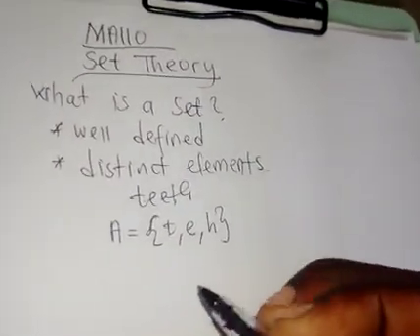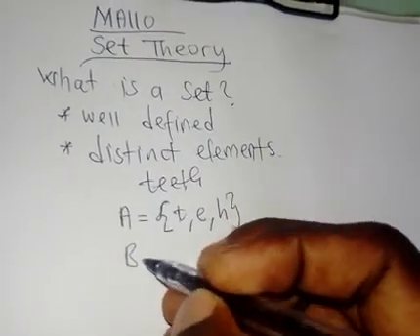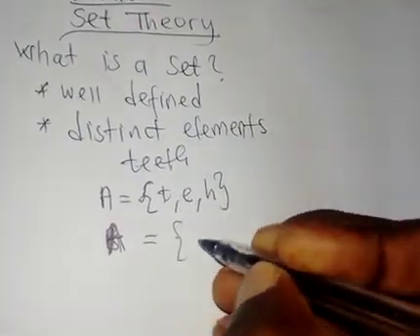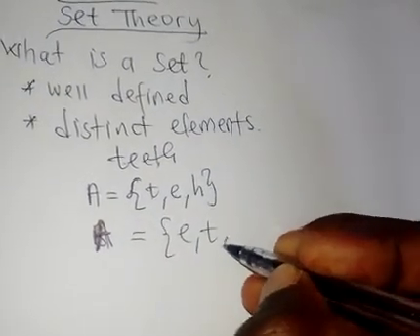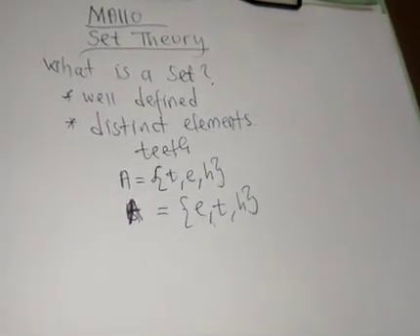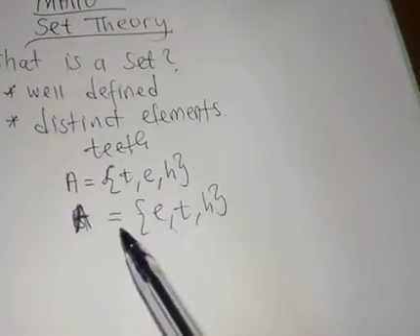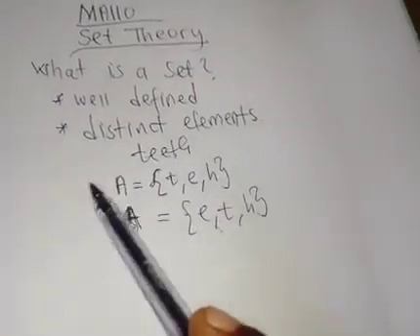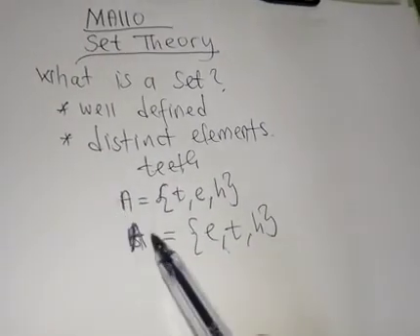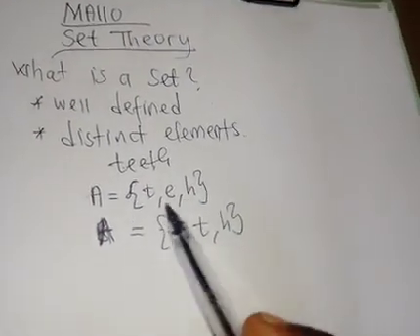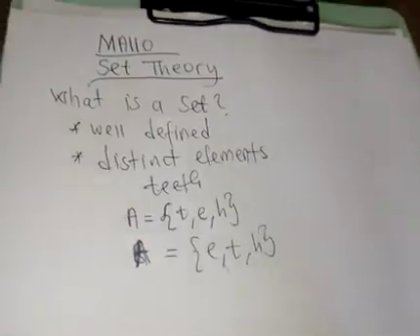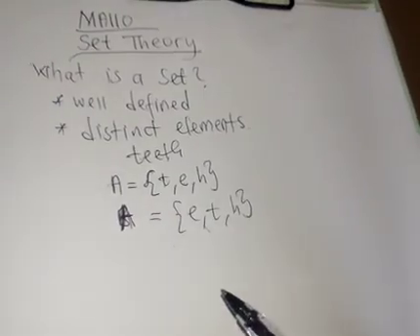Then the order of elements in a set doesn't matter. Let me use the same letter, set A. We can have the same set A be written as E, T, H. So these sets, set A and set A, are just one and the same. The order doesn't matter. Then you should take note that to represent the set names, let's say set A, set B, set C, we use capital letters. Then for elements in a set, we use small letters, lower case. You should also know that a set can contain numbers, not just letters.